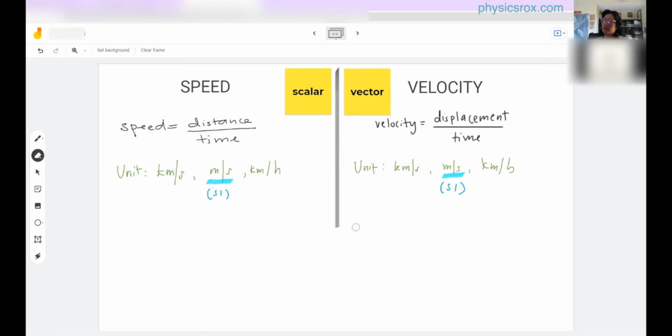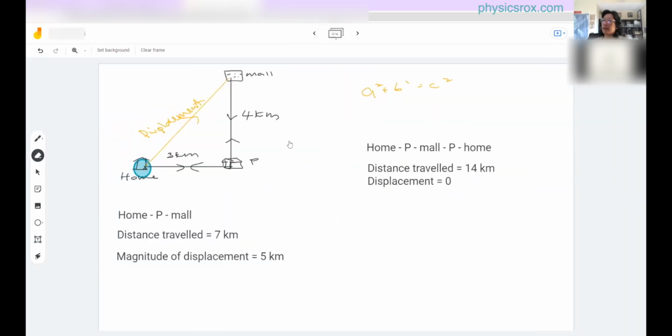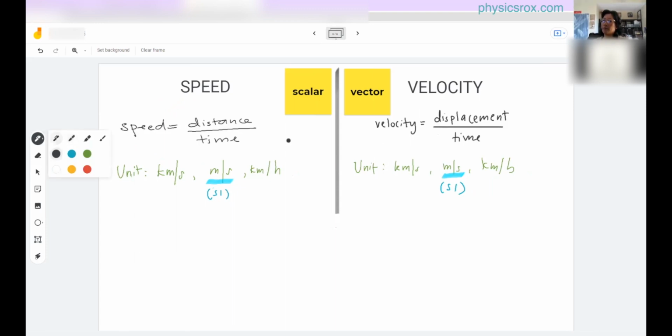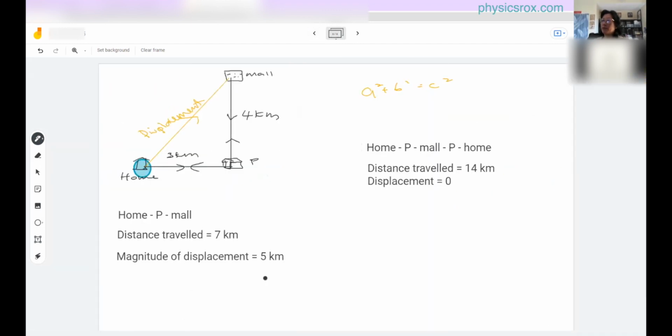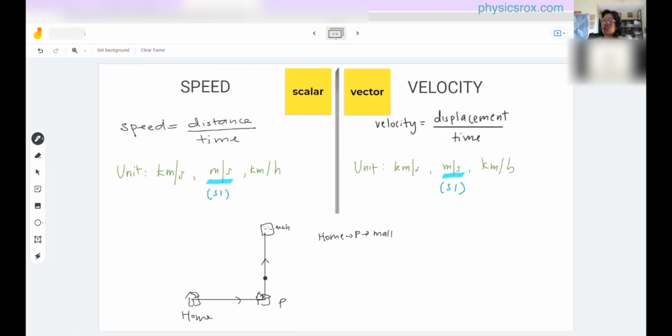Just bear in mind, okay, that means if you have to calculate the displacement, let's respect that triangle diagram. So if we have this kind of map, this is home, this is P, this is the mall. Yesterday we already established, if you are moving from home to P to mall, I don't want to go back home, because if it's 0, it's very confusing. So from home go to P to mall, this is 3 km, 4 km. Let's say the time taken is 1 hour.